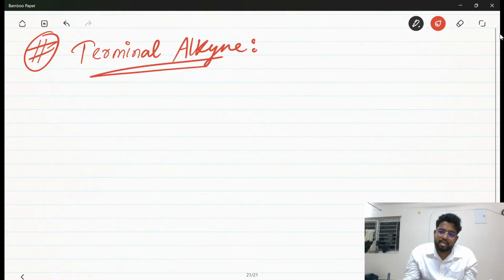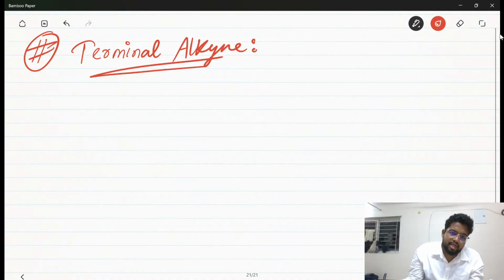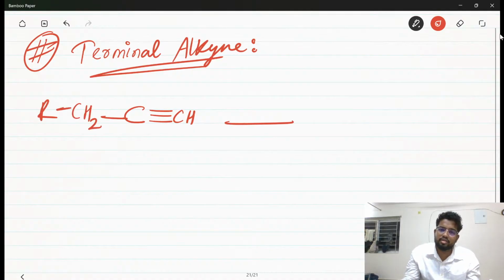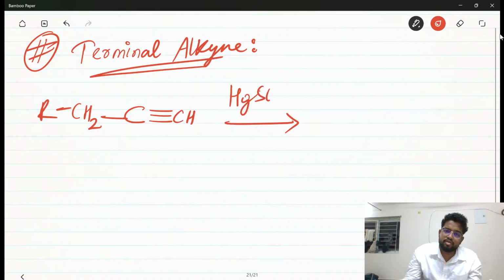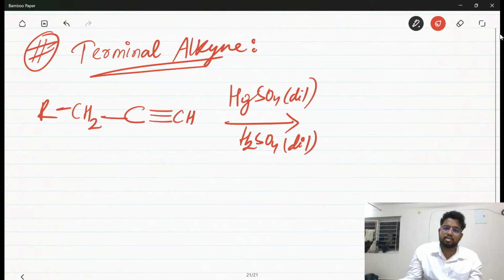What do you mean by terminal alkyne? Where the molecule or organic compound ends with the triple bond. Now treat it with dilute HgSO4 and dilute H2SO4. Both together you treat.